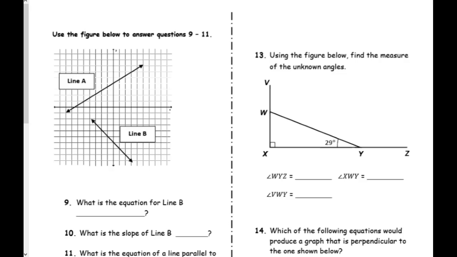Use the figure to answer. Line A and B. What's the equation for line B? Okay, we cannot forget y equals mx plus b. Okay, this is rise over run, and then this is the y-intercept. So let's find the rise over run and then the y-intercept.